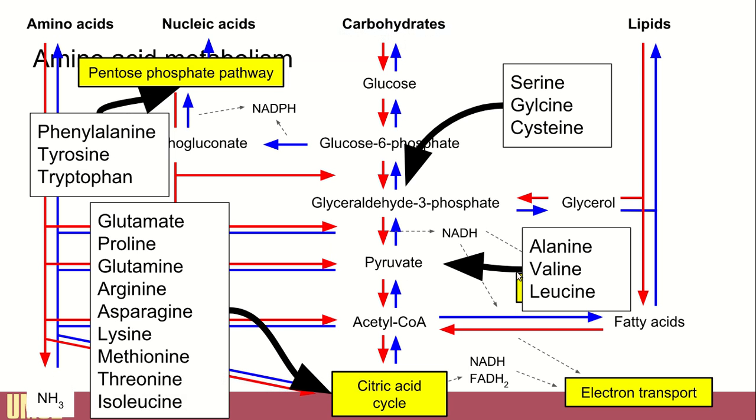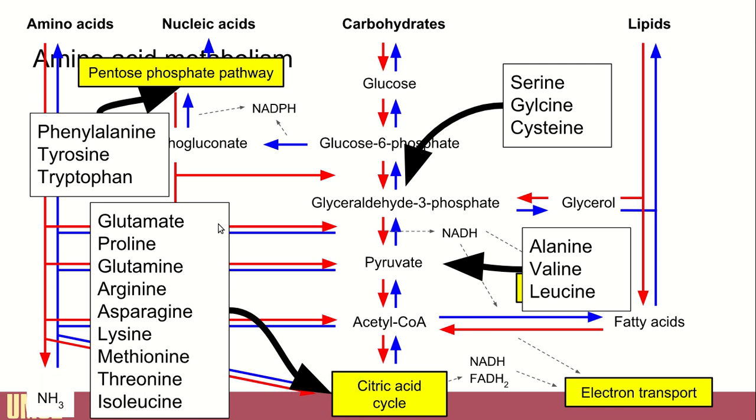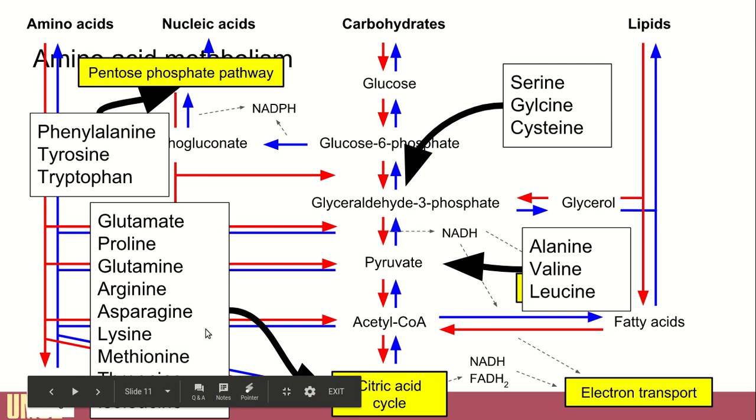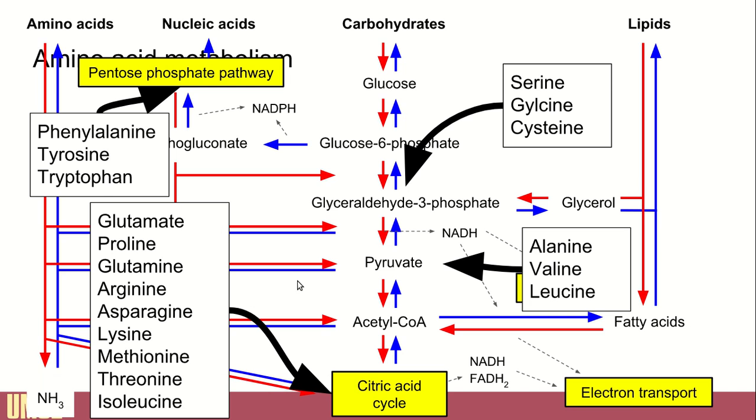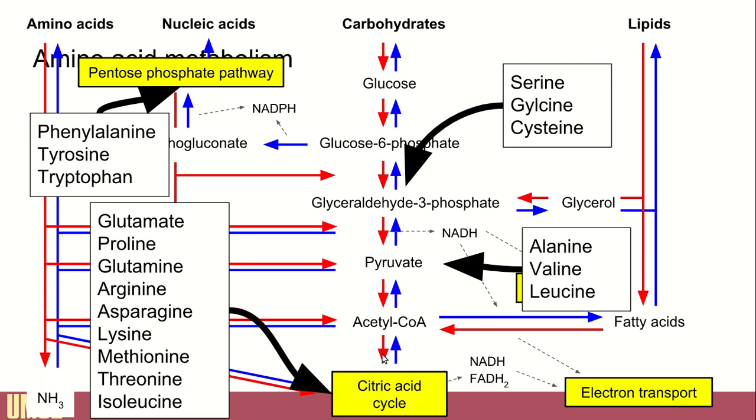alanine, valine, and leucine can be fed in to glycolysis as pyruvate, all ending up in the citric acid cycle. Now, glutamate, proline, glutamine, arginine, asparagine, lysine, methionine, threonine, isoleucine, all of these, when we remove their amino groups or extra amines and various other side groups, what we end up seeing is that these are all intermediates of the citric acid cycle, can be immediately fed into the citric acid cycle and oxidized.